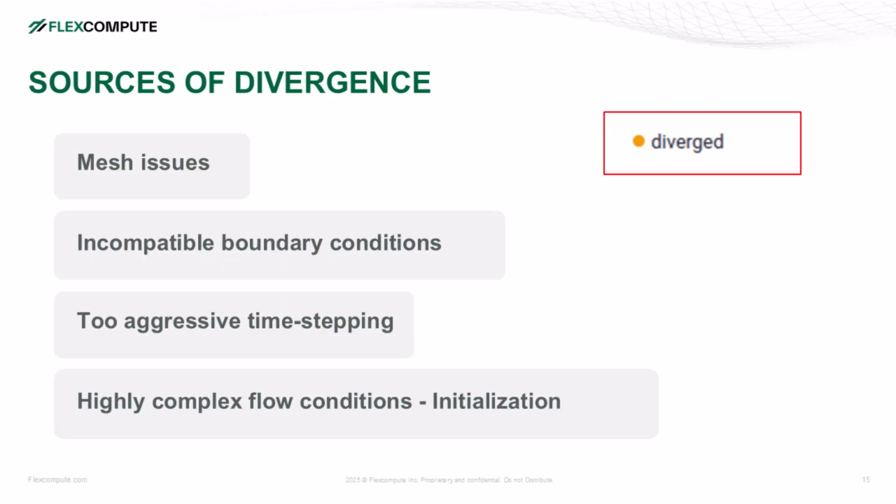Now we will discuss how to debug divergence in Flow360. When a case diverges, Flow360 marks it in the run status with an orange dot indicating that the simulation diverged. There are several common causes of a diverged simulation, including mesh issues, incompatible boundary conditions, overly aggressive time stepping, or initial conditions that are too far from the physically correct state. We will discuss more details for each of these causes.